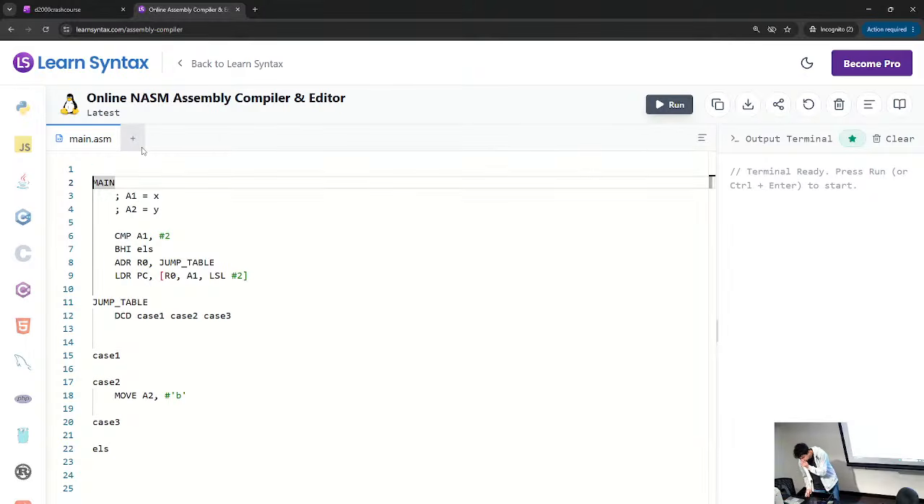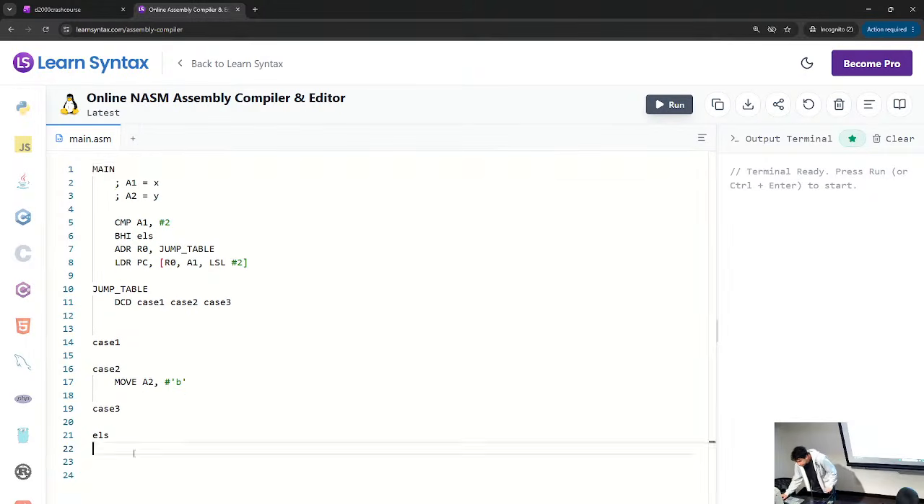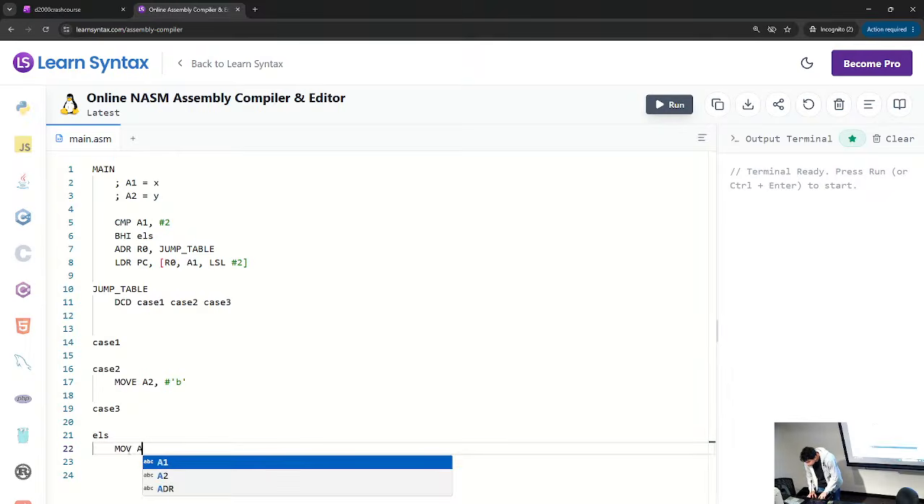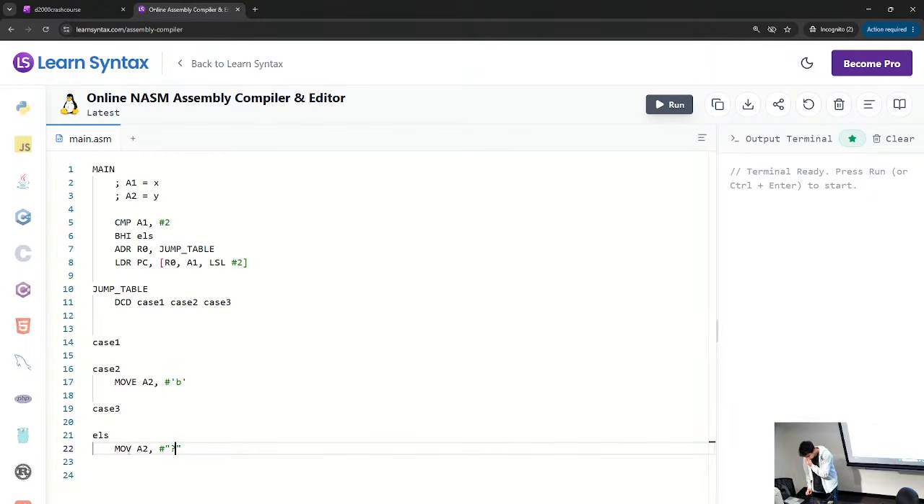And what was the else statement? Move a question mark to Y. My example program had a question mark, so we set Y to become a question mark. And we can also fill in the rest. Let's add one more thing: an exit label, and let's just have a no op there. So after each case, all we do is branch to exit.